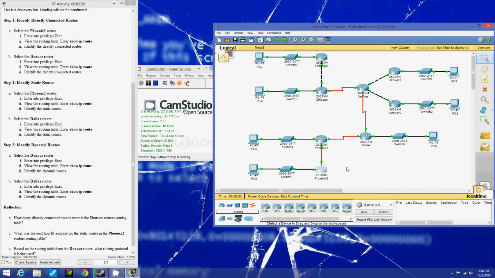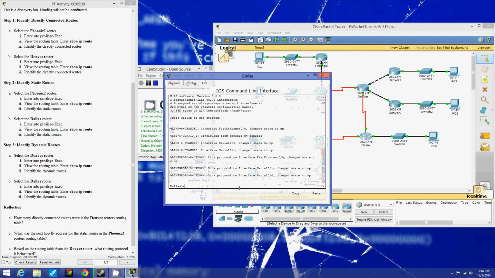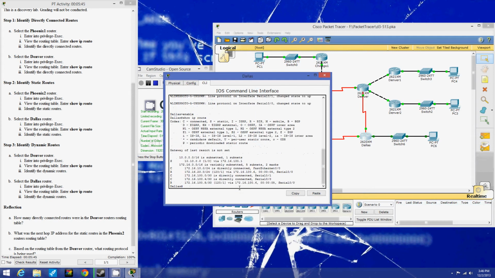Now we'll go to the Dallas router right here. Click the CLI tab, enable, show IP route. We're still looking for static, so right here we got a static route. Not that one. This right here is a static route. And that's the only static route that the Dallas router has.